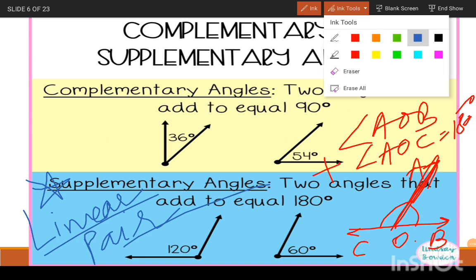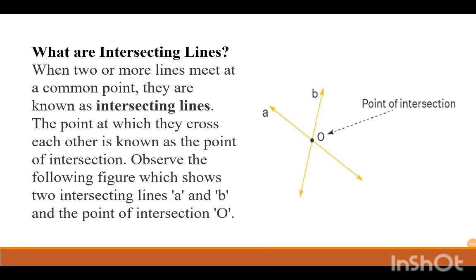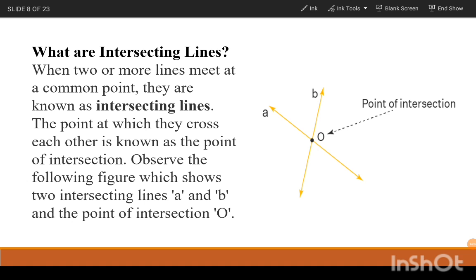So this is what I have explained earlier also. And the next topic is intersecting lines. So what are intersecting lines? When two lines meet at a common point, they are intersecting lines, and the point where they meet is known as the point of intersection. But if we see, they are making four angles: angle 1, angle 2, angle 3, angle 4. So when two lines meet at a common point, they make four different angles.